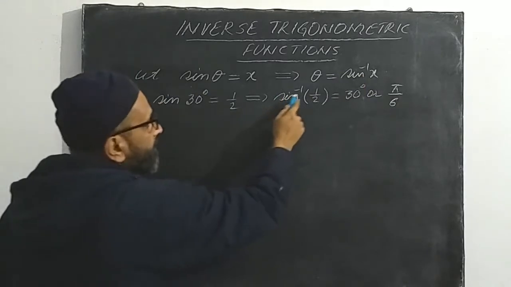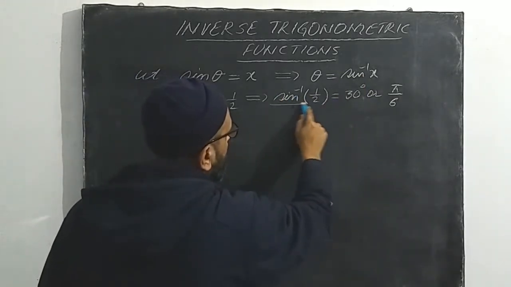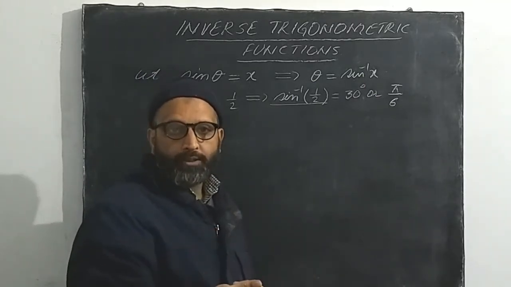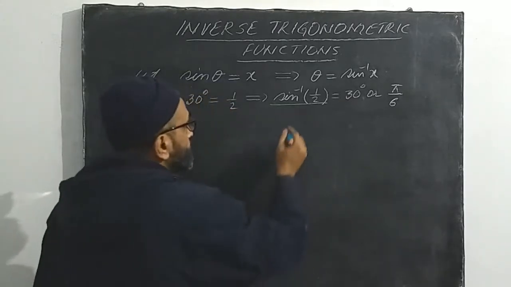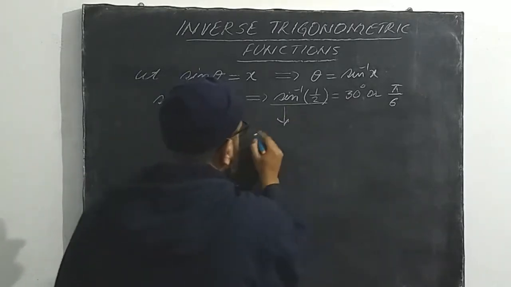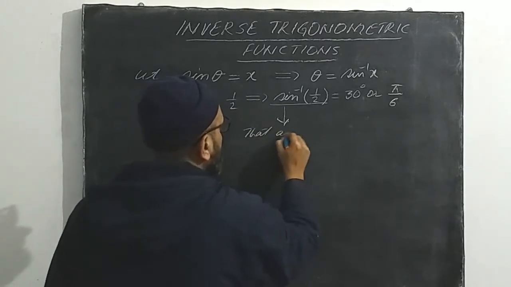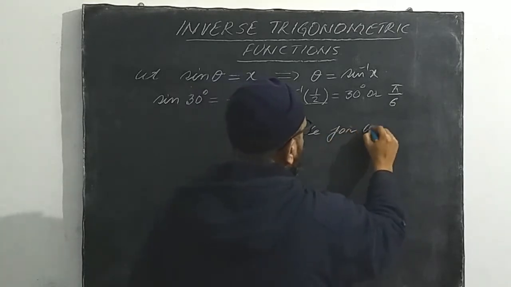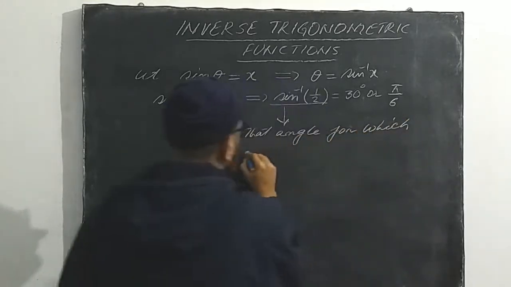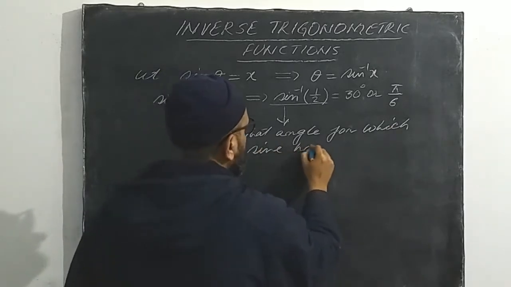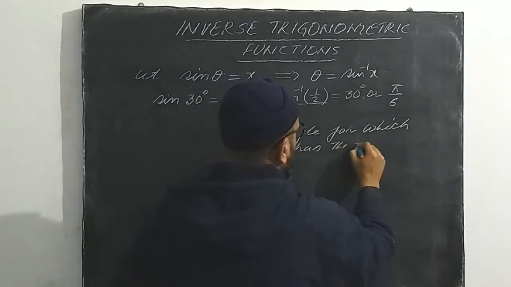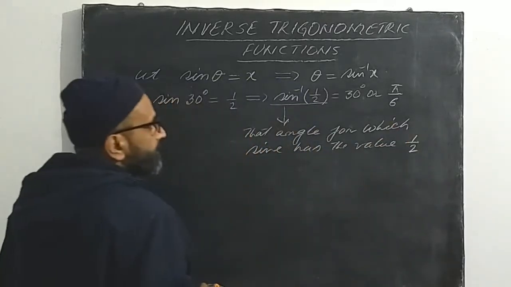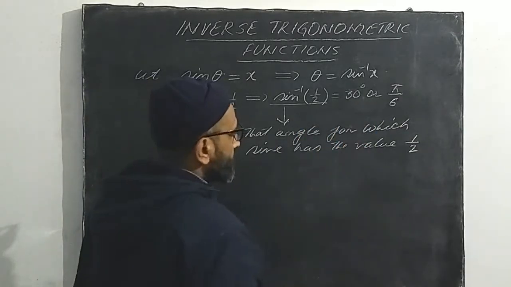As we have written, sine inverse half is equal to 30 degrees. That means sine inverse half means that particular angle for which sine has the value half. So that is 30 degrees. So we have written 30 degrees or pi by 6.